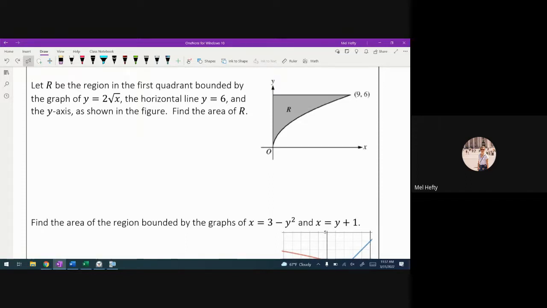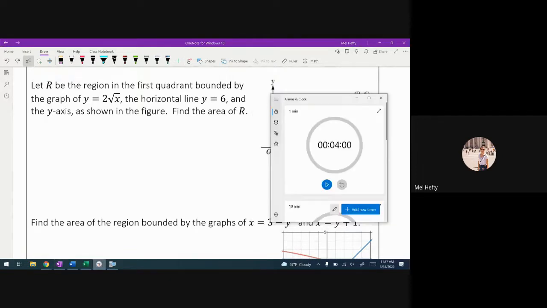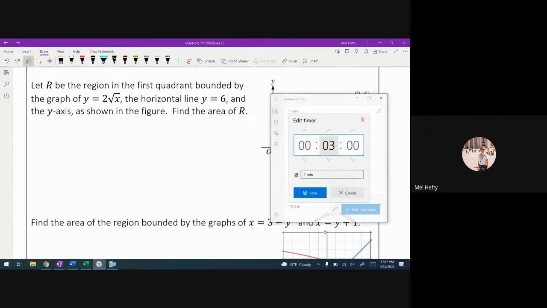I want you to read the question. I want you to try to set up your integral for the area, top minus bottom. Just do the whole thing. If you're feeling spicy, even plug it in your calculator. I'm going to give you 3 minutes to try.